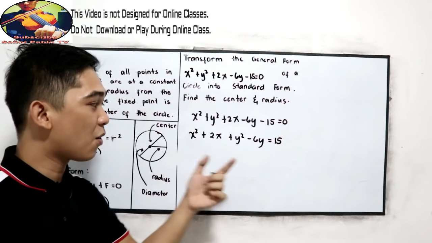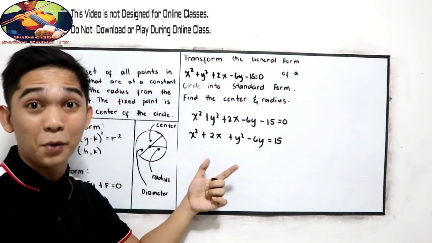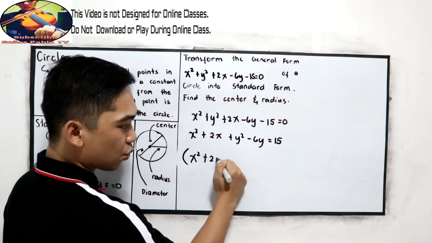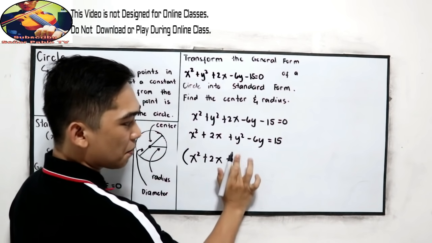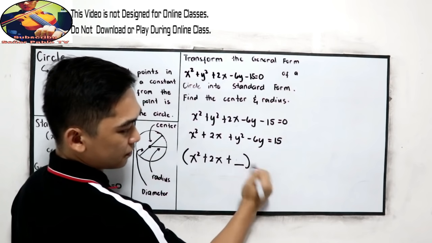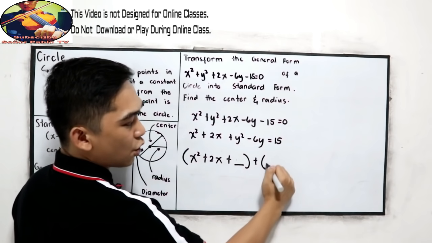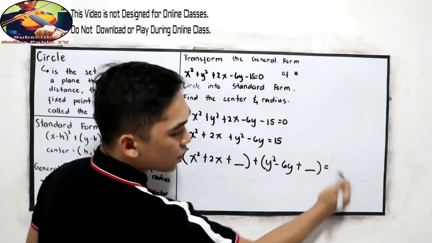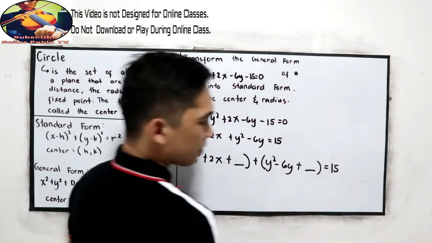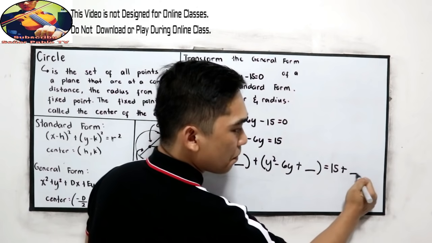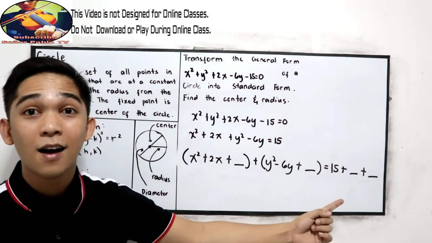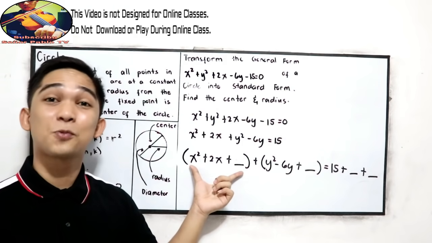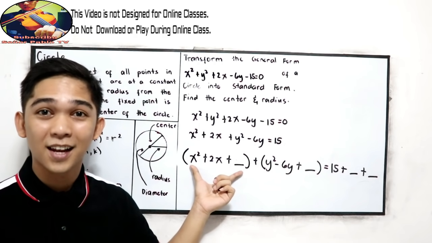Next, regroup and make it a perfect square trinomial. So regroup: x squared plus 2x plus blank, plus y squared minus 6y plus blank, is equal to 15. We added two blanks to make the equation balanced. And now, make the expression a perfect square trinomial.